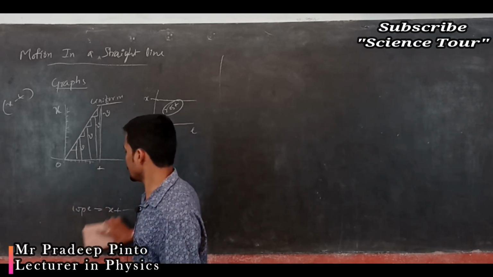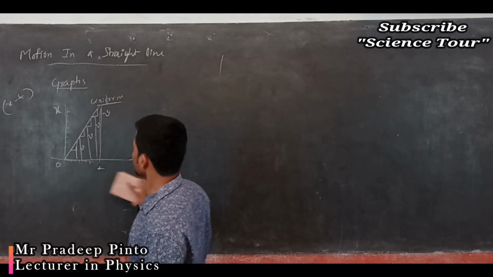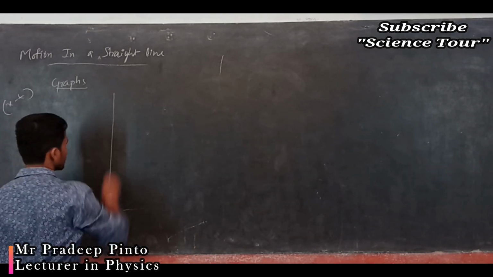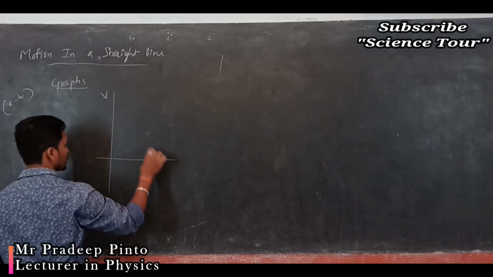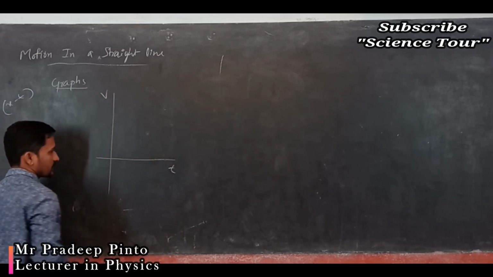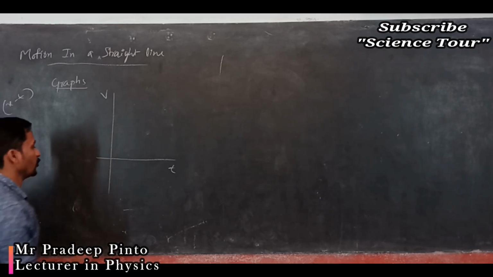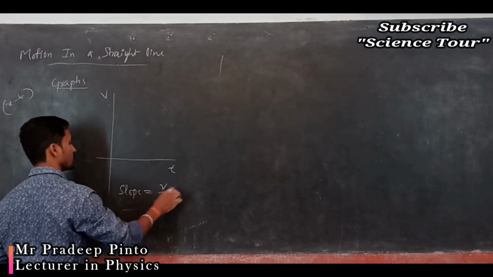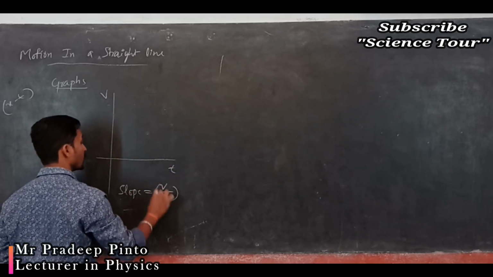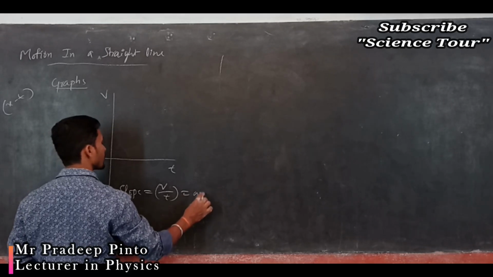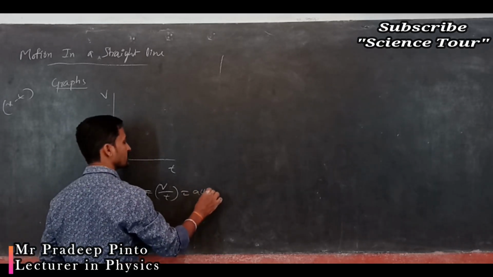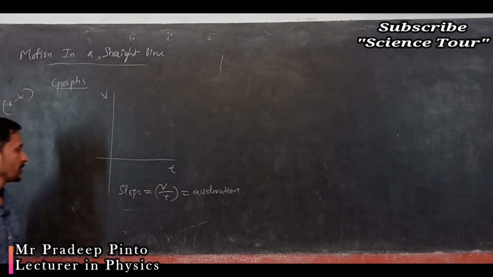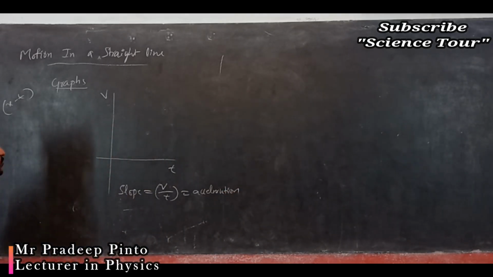Next, what is a velocity time graph? Velocity time graph we write the same way, but with velocity along the y axis and time along the x axis. Again slope means y by x. At the place of y there is velocity, at the place of x there is time. So velocity by time is acceleration. So the slope of the velocity time graph gives you acceleration.